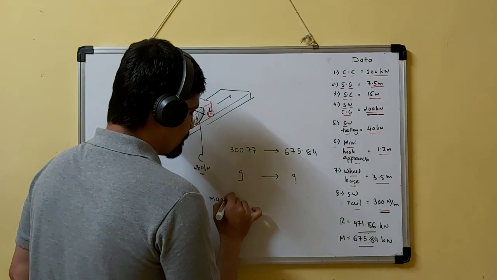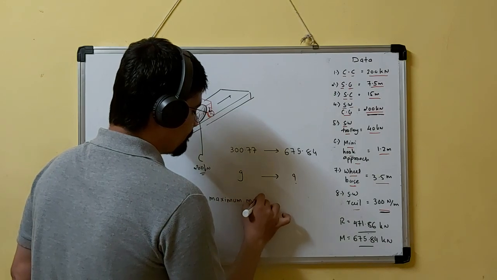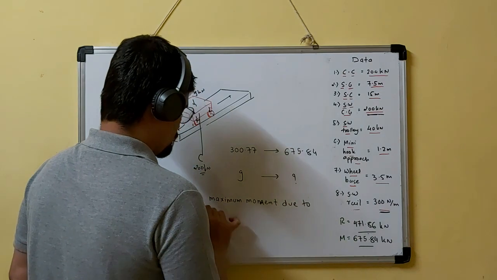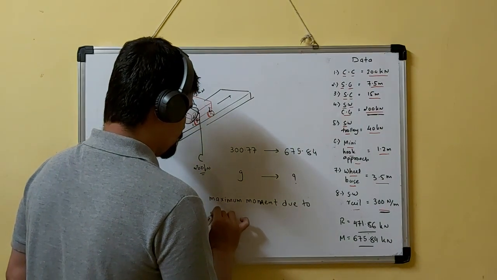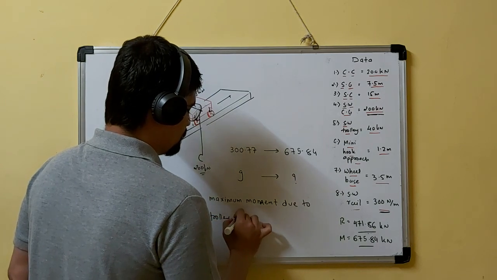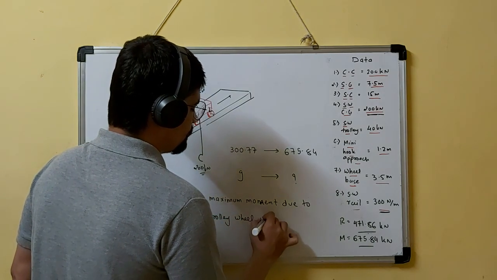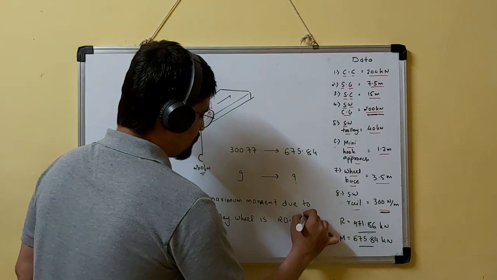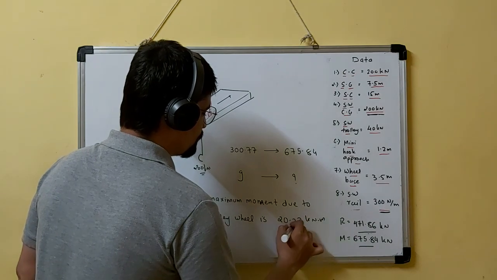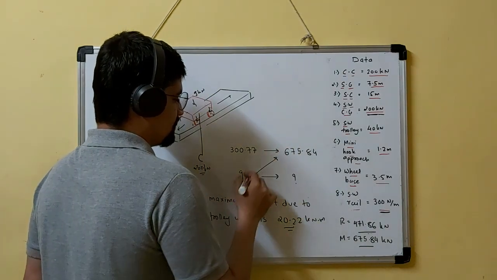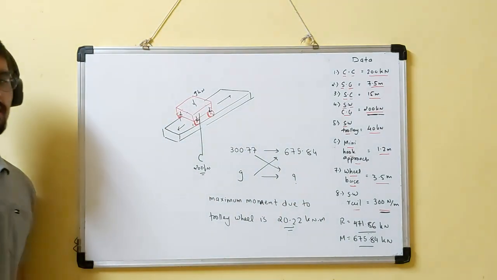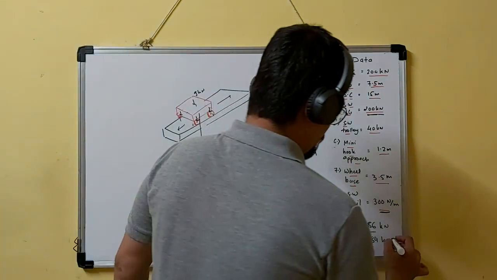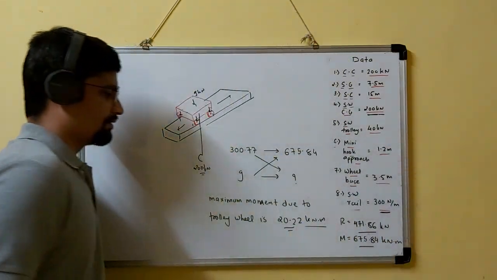So the maximum moment due to trolley wheel is 20.22 kilonewton into meter. It's simply multiply by this, divide by this, and you will get the answer: 20.22 kilonewton into meter.